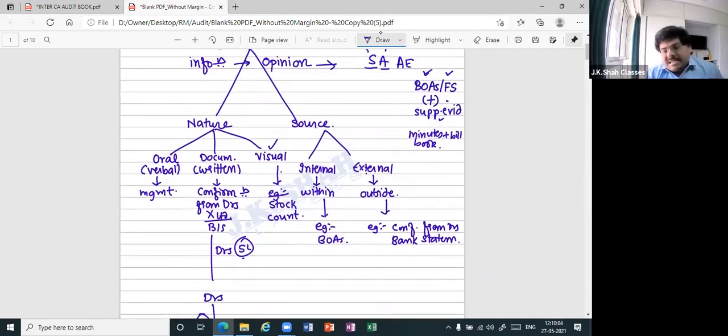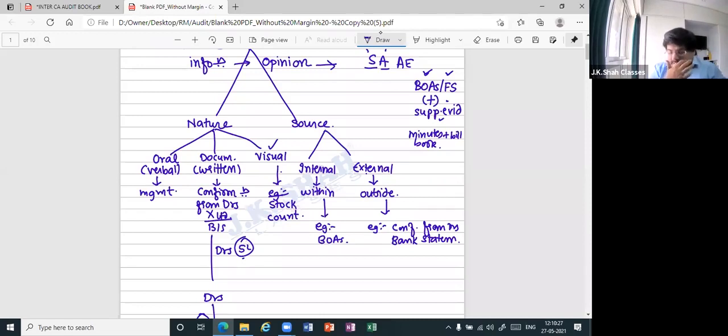Your audit evidence can be classified on how many bases? Two bases. One is nature, other is source. Nature, how many are there? Three. Which? Oral, documentary, visual. Sources, how many are there? Two. Internal, external. Internal, within. External, outside.